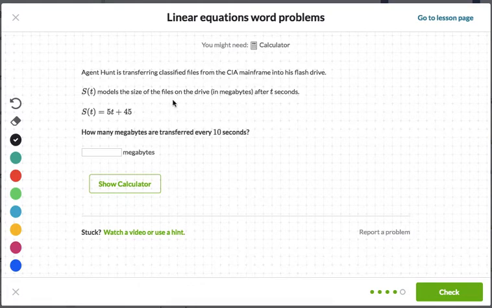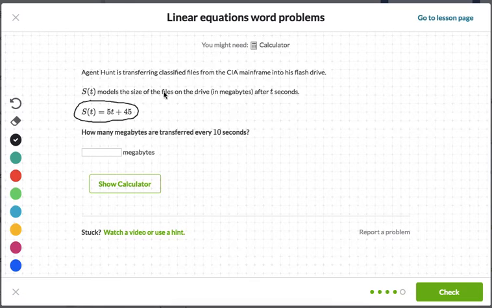Looking at another question here, we've got Agent Hunt transferring classified files from the CIA mainframe into his flash drive. I'm sure that's illegal, but, well, he's doing it. S of t, so the function s operated on t, models the size of the files on the drive in megabytes after t seconds. So again, t is time, and the size is s. So the function s operated on t gives the amount of data stored on the drive. So here's our function right here.